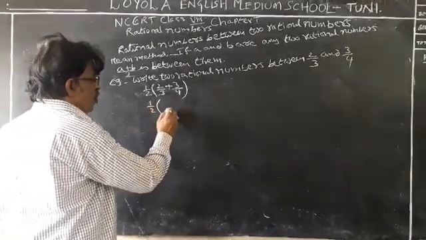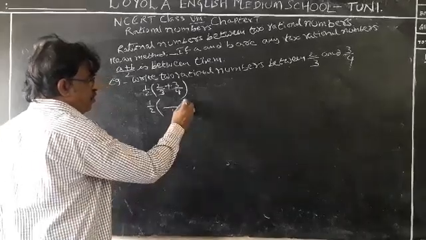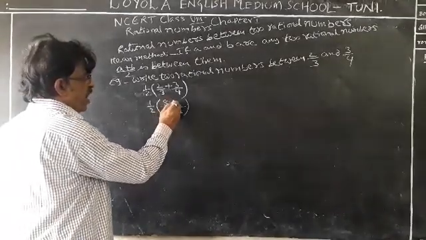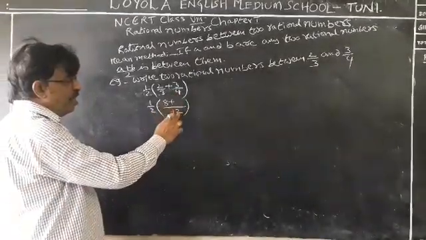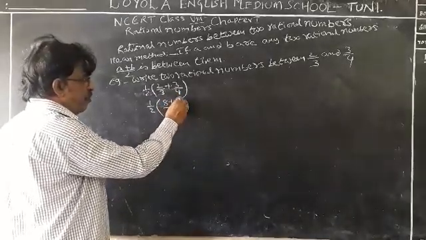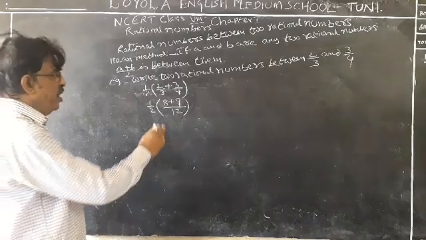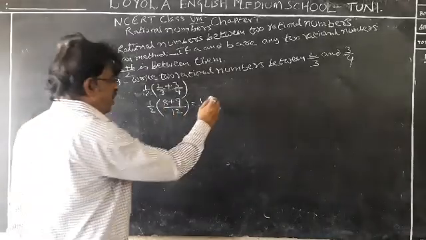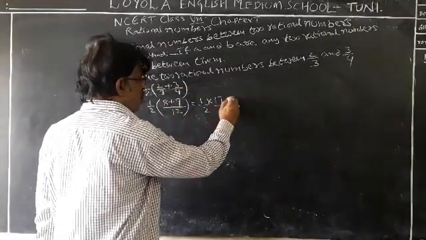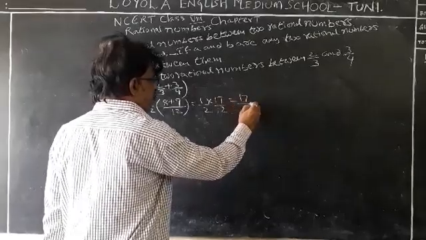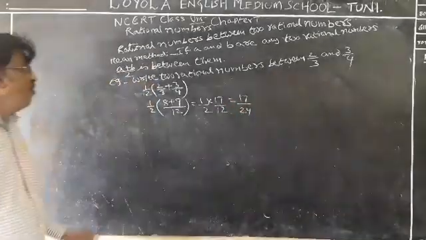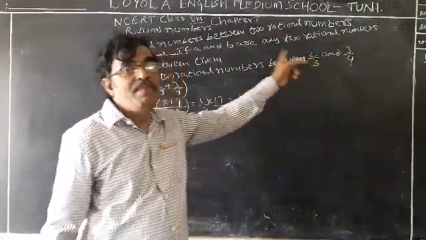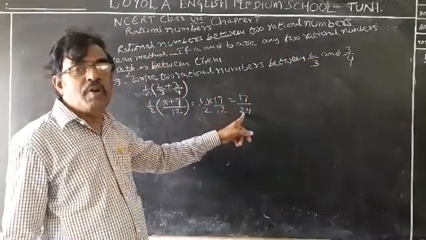Now let us find out. 1 by 2 into, the LCM of 3 and 4 is 12. 3 into 4 is 12, 4 times 2 is 8. 4 into 3 is 12, 3 times 3 is 9. So 1 by 2 into (8 plus 9), 17, that is 17 by 12 into 1 by 2, that is 17 by 24. So, write one rational number between 2 by 3 and 3 by 4 by the mean method: we can write 17 by 24.